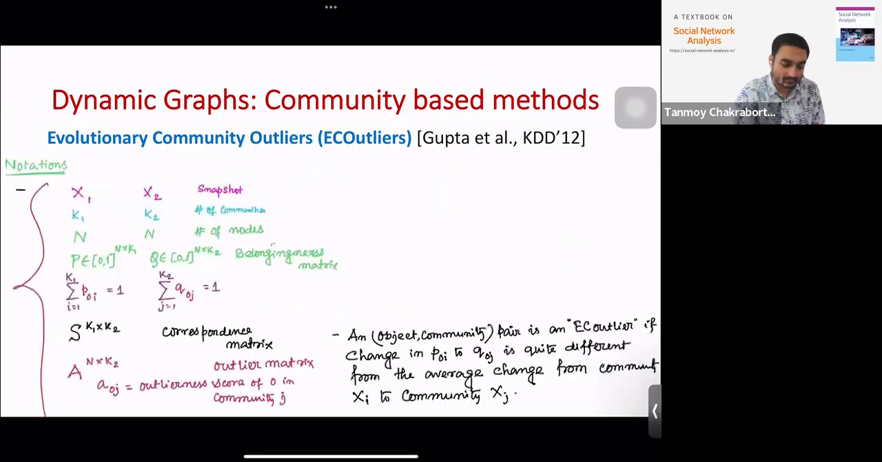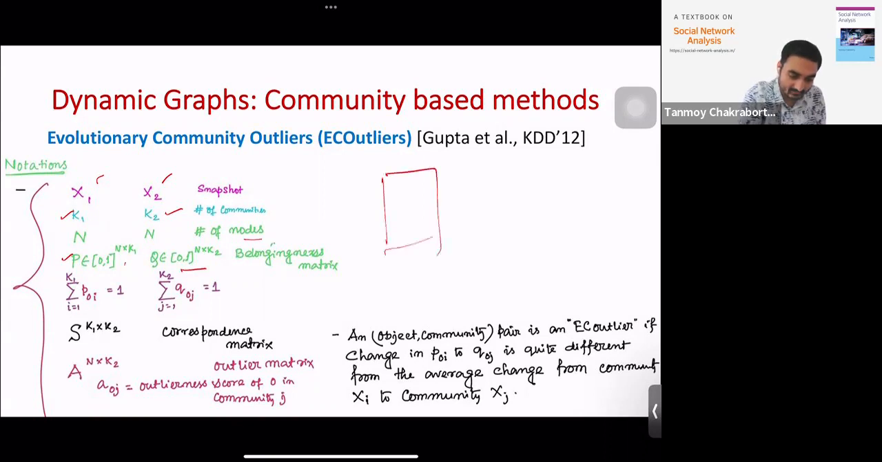Okay, so let's again look at the notations. We have two snapshots, X1 and X2. Remember, X1, X2 is just an example; we have all pairs, X1, X2, X2, X3, and so on. We assume that at X1 we have K1 number of communities, at X2 we have K2 number of communities, and the same number of nodes n. We have this belongingness matrix P, whose size is n cross K1: n nodes, K1 communities, and each entry indicates the belongingness of a node in that community. And you have Q, which is n cross K2.